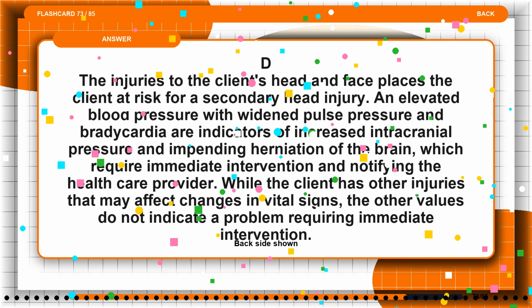The answer is D. The injuries to the client's head and face place the client at risk for a secondary head injury. An elevated blood pressure with widened pulse pressure and bradycardia are indicators of increased intracranial pressure and impending herniation of the brain, which require immediate intervention and notifying the healthcare provider. While the client has other injuries that may affect changes in vital signs, the other values do not indicate a problem requiring immediate intervention.